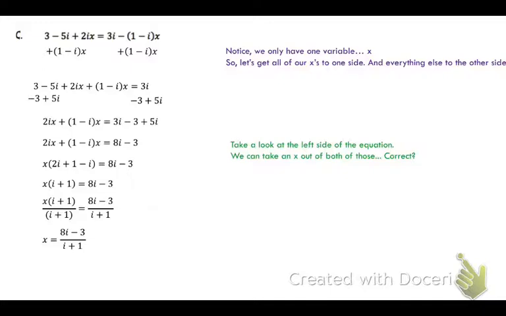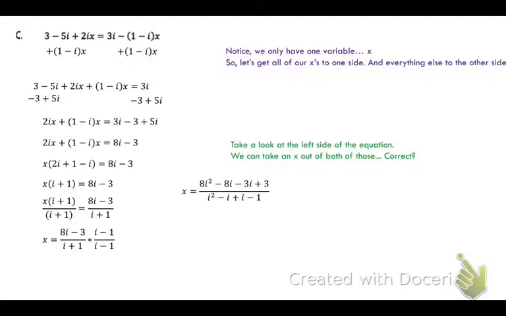Now this is the part where it gets a little tricky. Mathematicians do not like i in the denominator. So we have to use the conjugate, okay? So I'm going to multiply by i minus 1. The bottom is i plus 1, so I'm going to multiply by i minus 1. I just changed the sign.